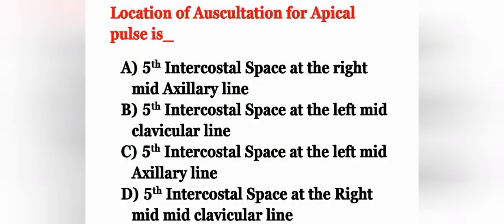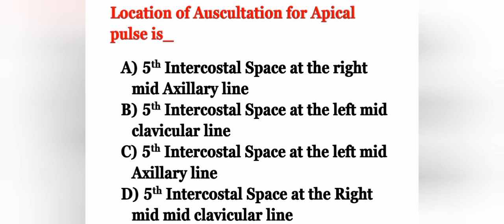Move on to the next question. Location of auscultation of apical pulses. Options. Option A, fifth intercostal space at the right mid-axillary line. Option B, fifth intercostal space at the left mid-clavicular line. Option C, fifth intercostal space at the left mid-axillary line. Option D, fifth intercostal space at the right mid-clavicular line.